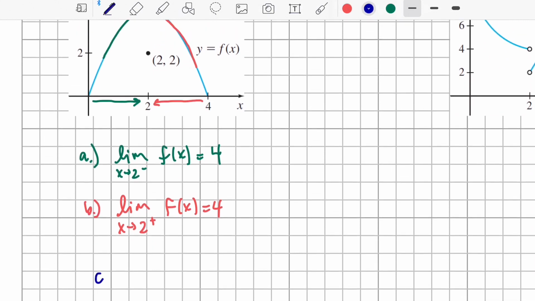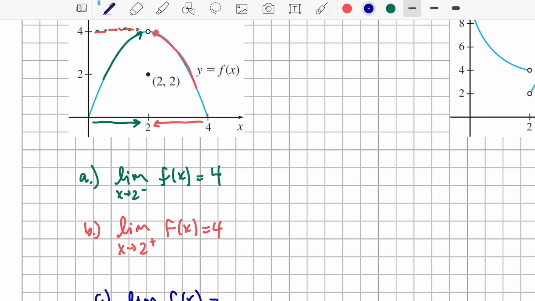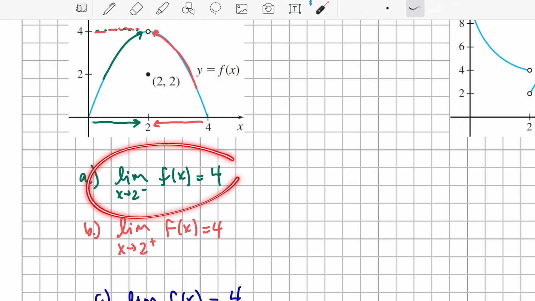For C, limit as x approaches 2 of f of x equals 2. Earlier I said that if it does not have a plus sign or a minus sign, we have to check the left side and the right side. So the limit as x approaches 2 from the left is 4. The limit as x approaches 2 from the right is also 4. So therefore, the limit as x approaches 2 is 4. In order for the limit to exist, the one-sided limits have to be equal to each other, and they are.